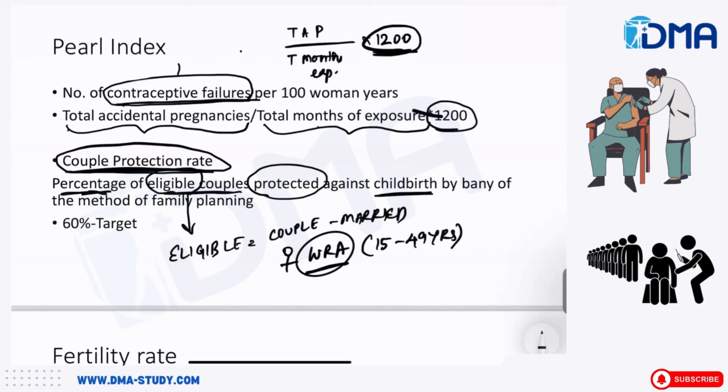So what is the target of the couple protection rate? The target has to be 60%. When the couple protection rate is 60%, we will achieve a net reproduction rate of 2.1. We'll come to that later. So we have seen two things here: one is the Pearl Index, and the second is the couple protection rate. The Pearl Index finds the failure of contraception, while the couple protection rate is the percentage of eligible couples protected. An eligible couple is a married couple where the female is in the reproductive age group.